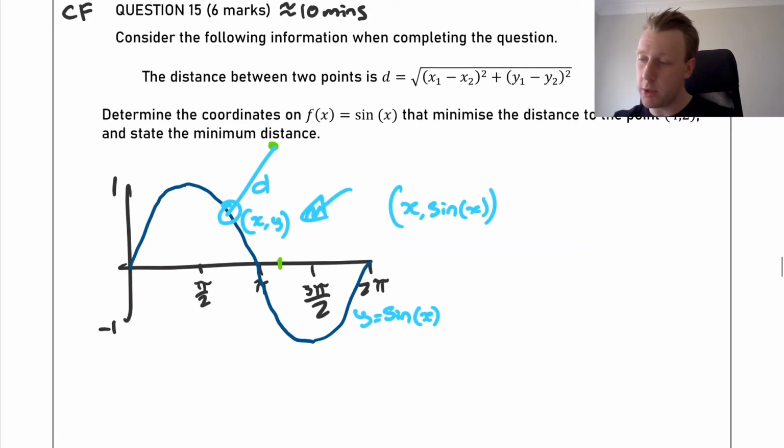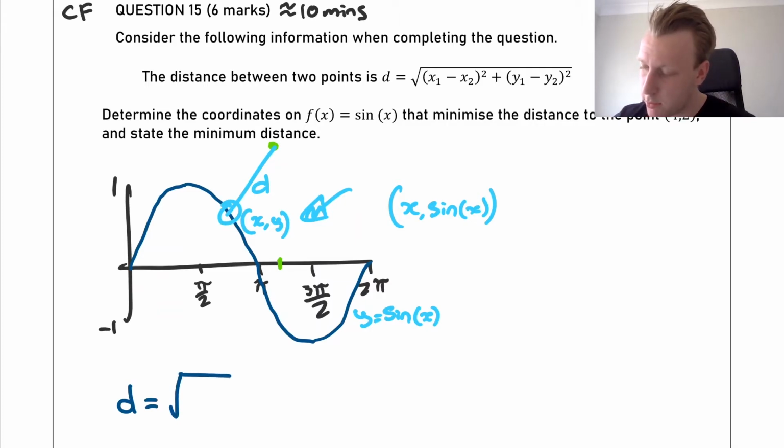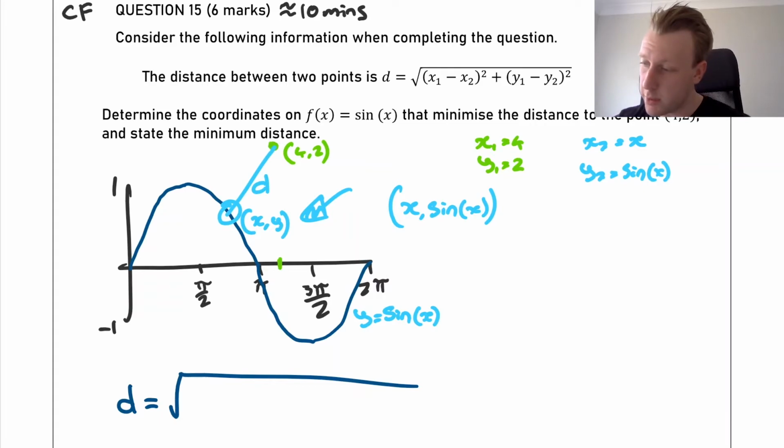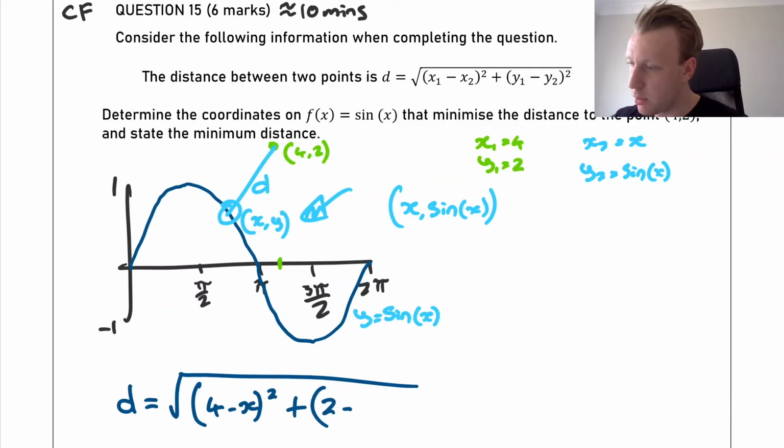So the y value is dependent on our x value. So we can rewrite y in terms of x just by using the function. Now if we want to determine the coordinates that minimize this, we have now got a nice equation for distance. So that distance is equal to the square root. Now I'm going to call this one 4, 2, x1. I'm just going to write it really clearly. x1 equals 4, y1 equals 2, x2 equals x, y2 equals sine of x. Okay, those are my coordinates. So when I'm putting them in here, I've got x1, which is 4, minus x2, which is x, squared, plus y1, which is 2, minus y2, which is sine of x, all that squared.